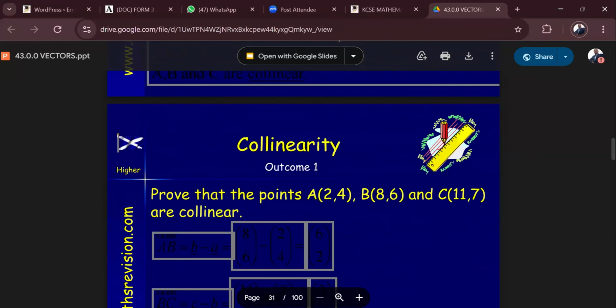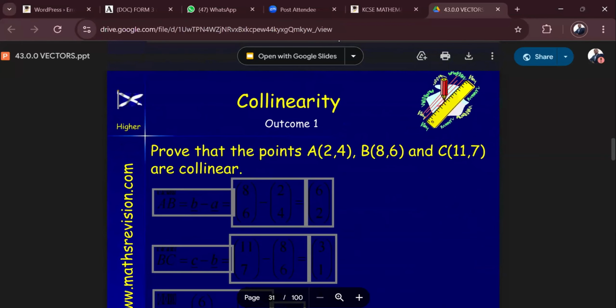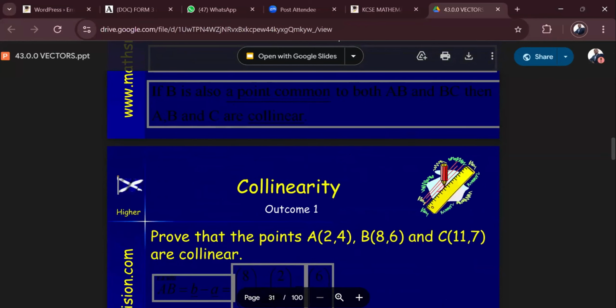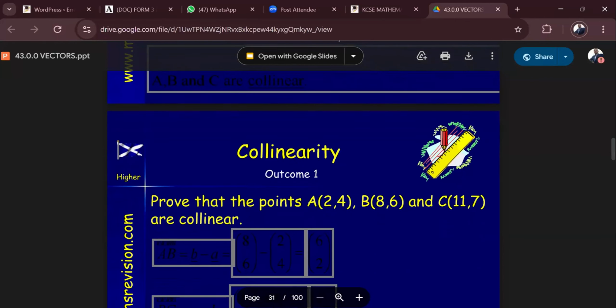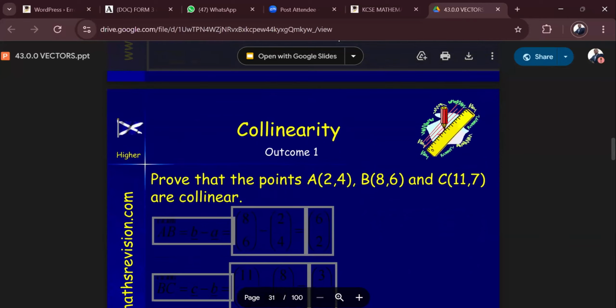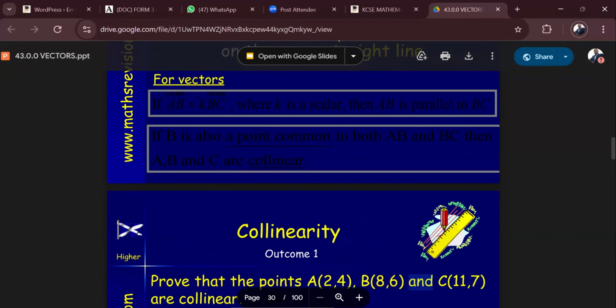This can be done in form of an example, collinearity like this one. Prove that A, B, and C are collinear. Can I give you a minute to try that? Prove that points A, B, and C are collinear. You have to get AB, and you also have to get BC. Then we check whether one can be given as a scalar multiple of another. Look for the components of AB and the components of BC first. I can show you how to express collinearity.